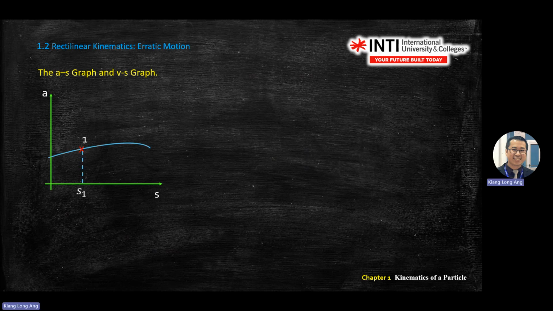So let's say for the first point, you have landed at position 1 with acceleration 1. And then we have an initial acceleration when they're at the starting point, S0 here. At S0, you have A0 there. So how do we turn this into a VS graph?